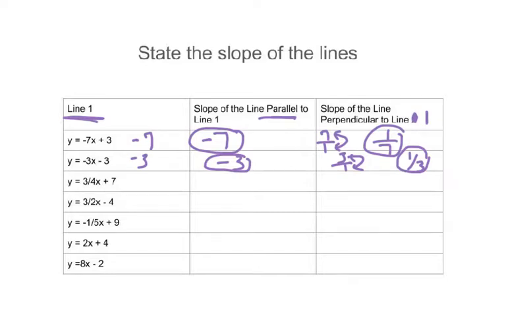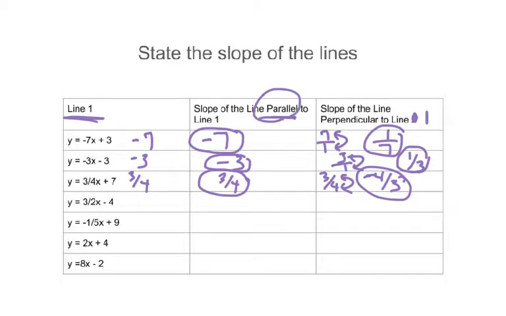The next slope is 3/4. The parallel slope is going to be exactly the same, 3/4. The perpendicular slope, I have to flip it over. That is 4/3. This slope is positive, so this slope has to be negative. So remember, the parallel slope is exactly the same, and the perpendicular slope is the reciprocal and the opposite.